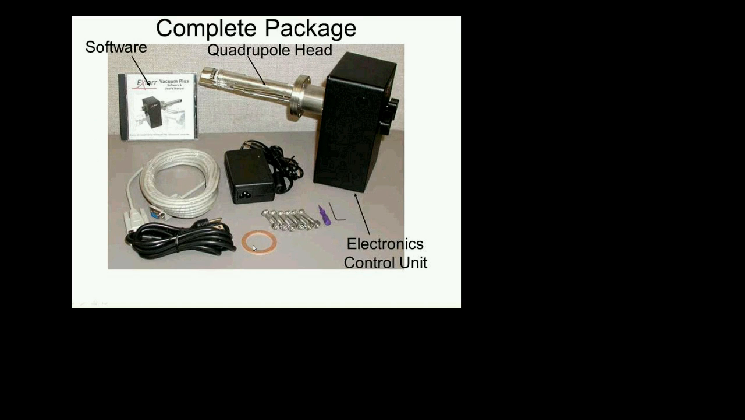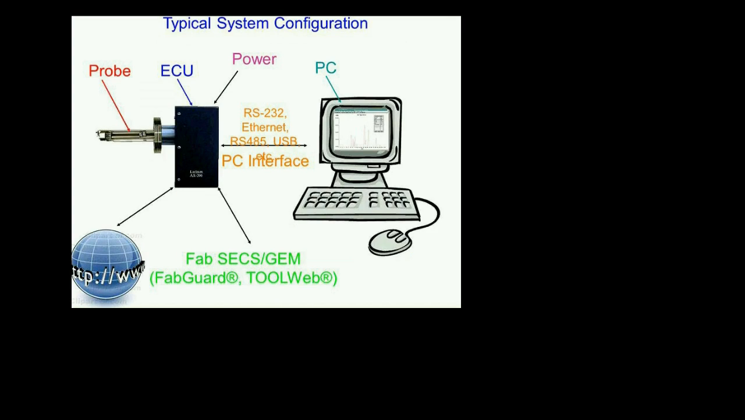And some of the vendors are nice enough to give you the gasket to mount the RGA probe onto your vacuum system. And a typical system configuration looks like this, right? Your probe, your ECU, via some sort of interface, which these days could be RS-232, RS-485, Ethernet, USB. You connect to a PC, which is running the software. And from some of the vendors, you can also get sensor integration software such as ToolWeb or FabGuard and so on, where you can then integrate this into your semiconductor applications.